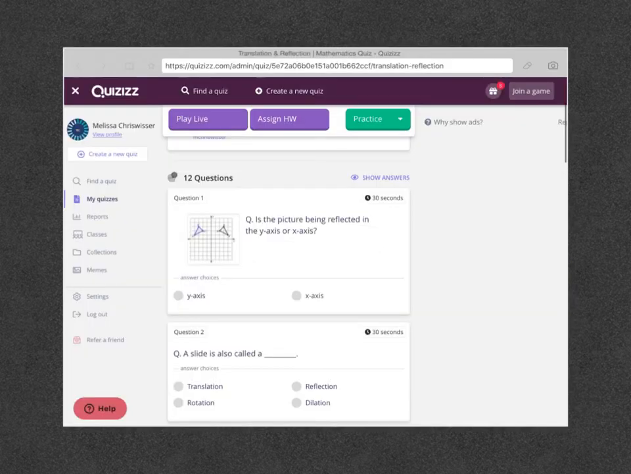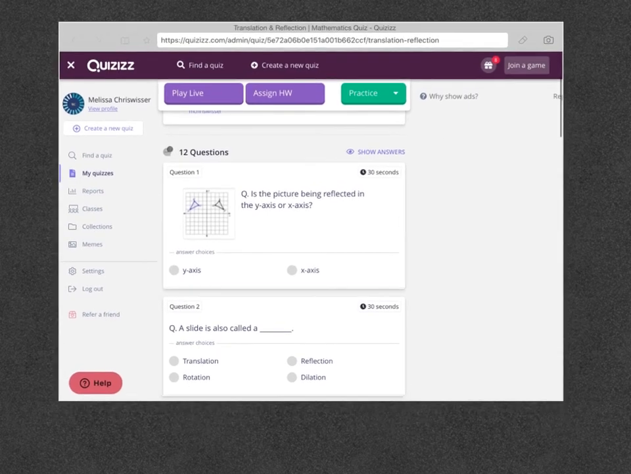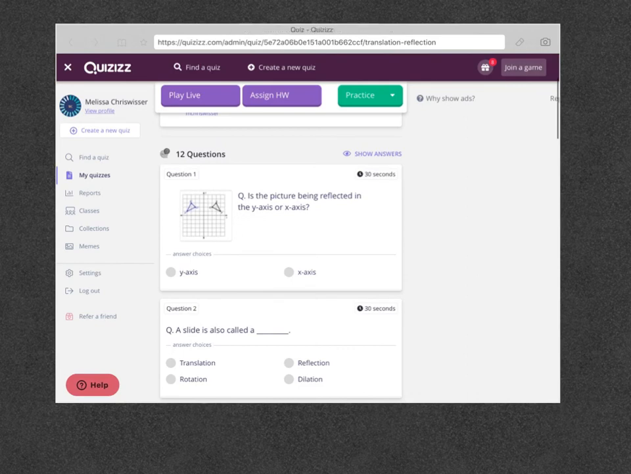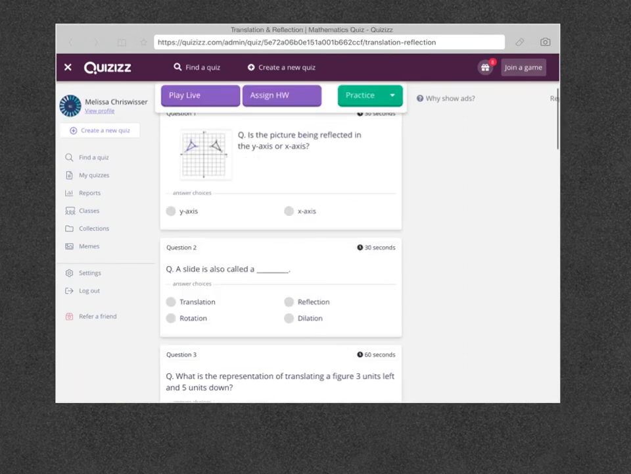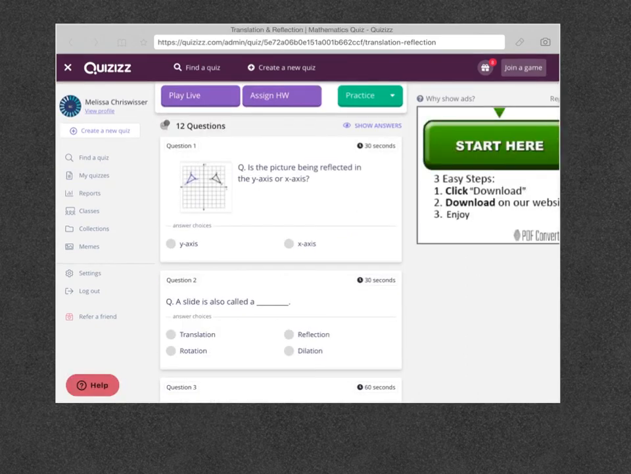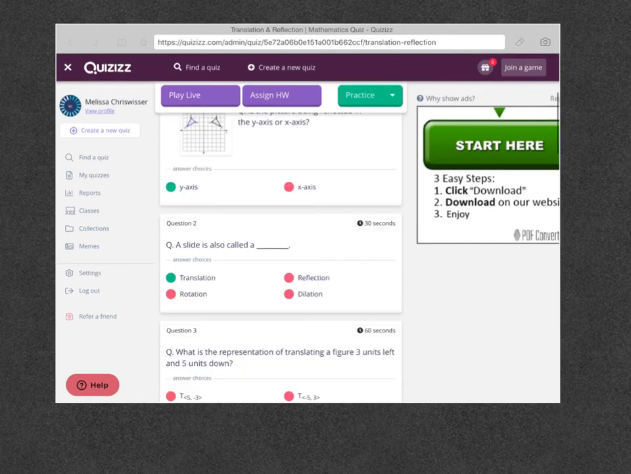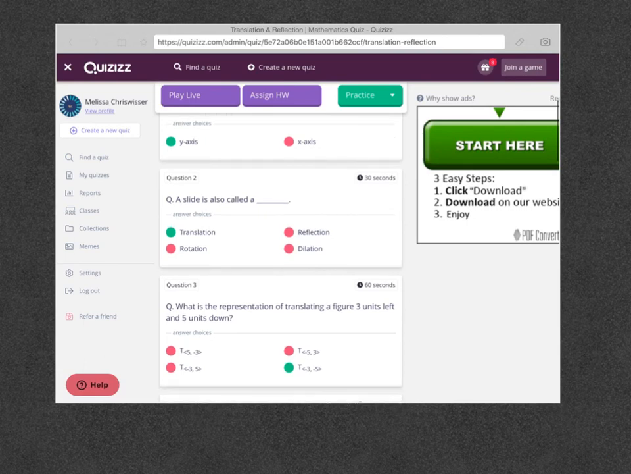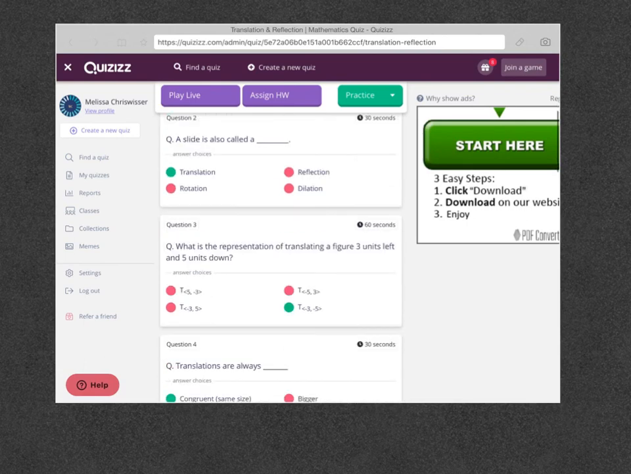Okay, the last thing that we're going to go through from last week was the quizzes. So number 1 said, is the picture being reflected over the x-axis or the y-axis? So I know it's going from right to left, which means it flips over the y-axis. Number 2 says a slide is also called, and that would be a translation.